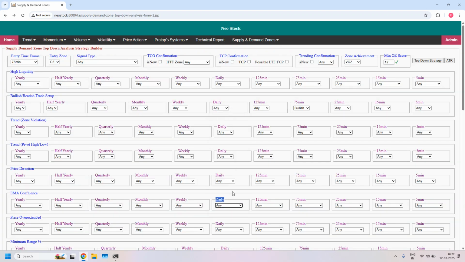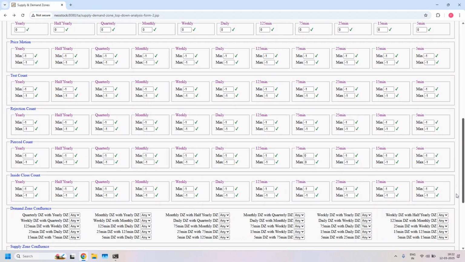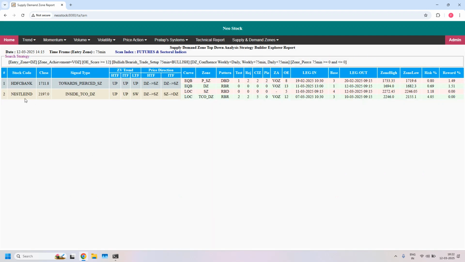I am removing this ITF filter. So in the demand zone confluence, we should set 3 filters. First filter is already enabled. Next, 75 minutes demand zone with weekly demand zone confluence. Daily demand zone with weekly demand zone confluence. With all the 3 filters, we got both the stocks.